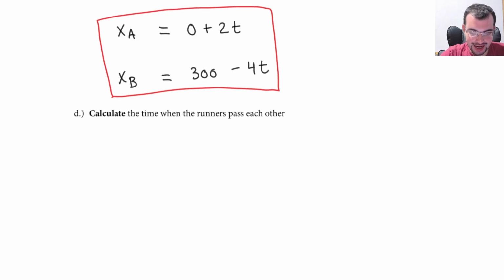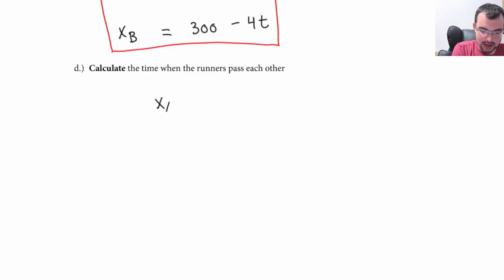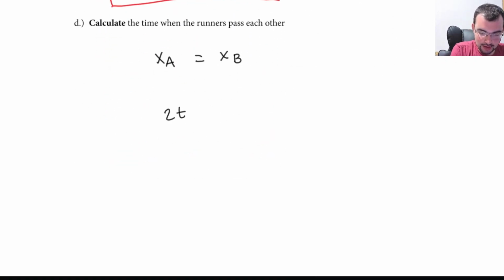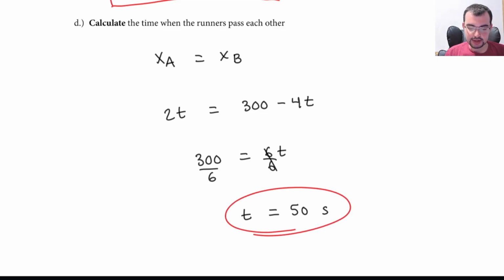All right, when do the runners pass each other? Well, if they pass each other, their positions are the same. So that means we can just set these quantities equal. So 2t equals 300 minus 4t. So 300 is equal to 6t. Divide: t equals 50 seconds. Another nice number. Thank you, me.